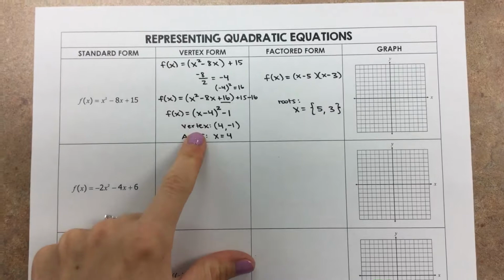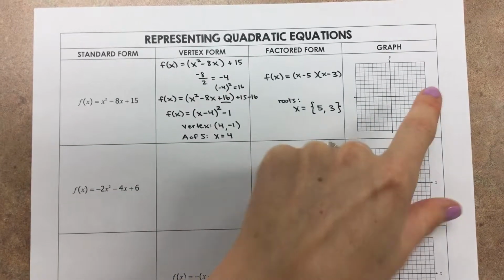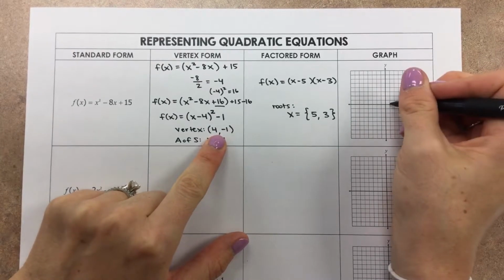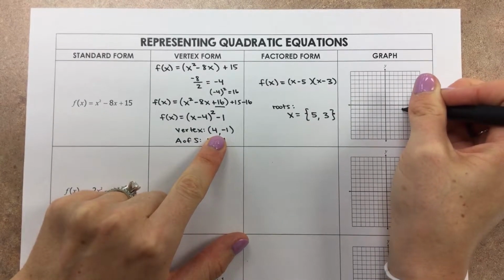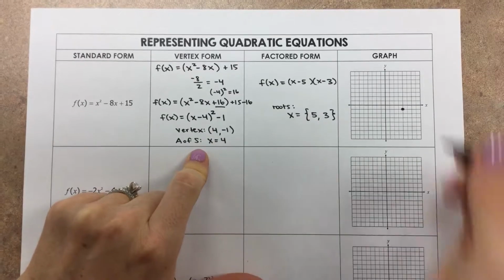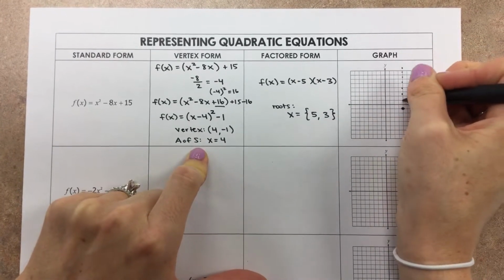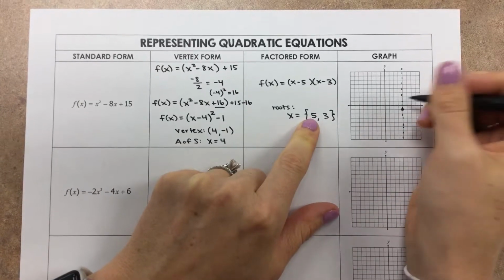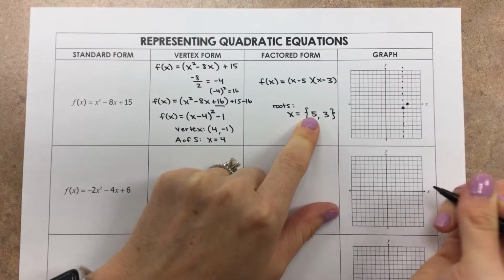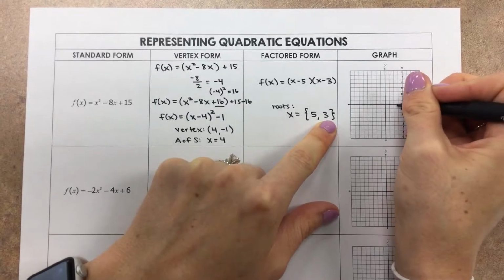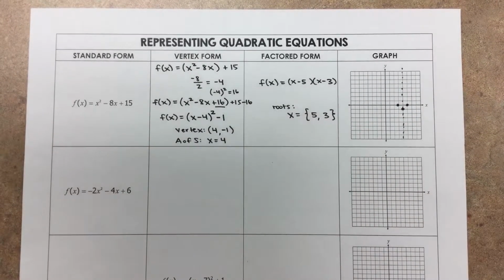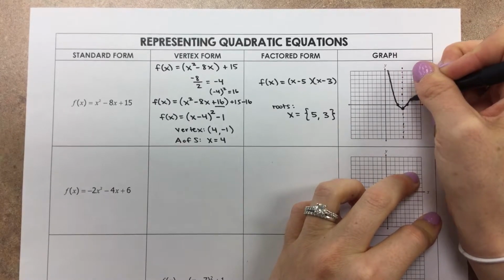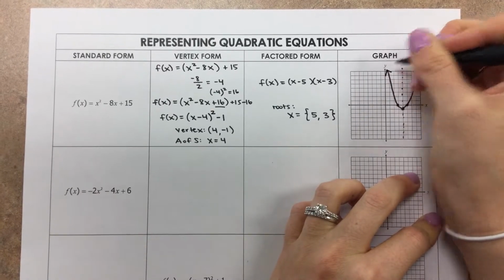Okay, so I'm gonna combine this information with this information to put it together on our graph. All right, so I'm gonna start with my vertex, 4, -1, so I go 1, 2, 3, 4, down to -1, so that's my turning point. My axis of symmetry, we know, runs right through this part right here, and then my roots are at 5, so 5 on the x-axis is right here, and 3 on the x-axis is right here. So 3 points is generally enough to graph the shape of the parabola. So we just connect the dots, and that is what our graph looks like.